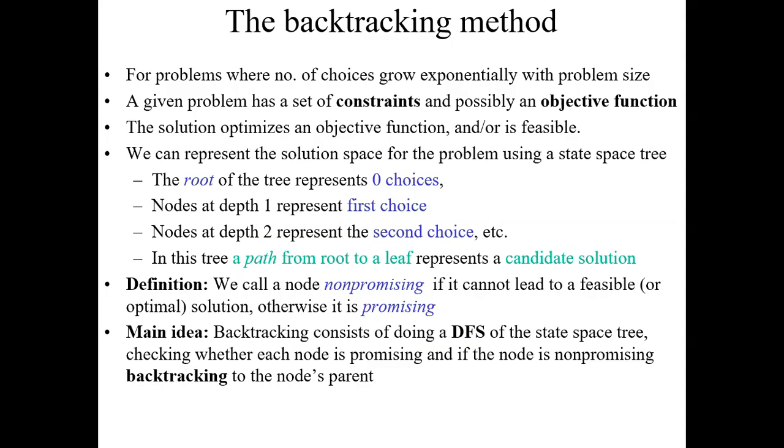There are nodes which are termed as non-promising. There are nodes which are termed as promising. Non-promising nodes are nodes which cannot lead to a feasible solution, and promising nodes are those where we can get a feasible solution at that particular leaf node.